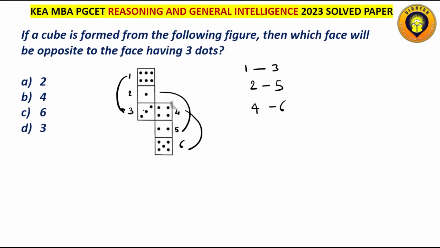So where is the 3 dots box? It is here. So that means the box having 3 dots is opposite to the face of box having 6 dots. So the answer here is option C, that is 6.